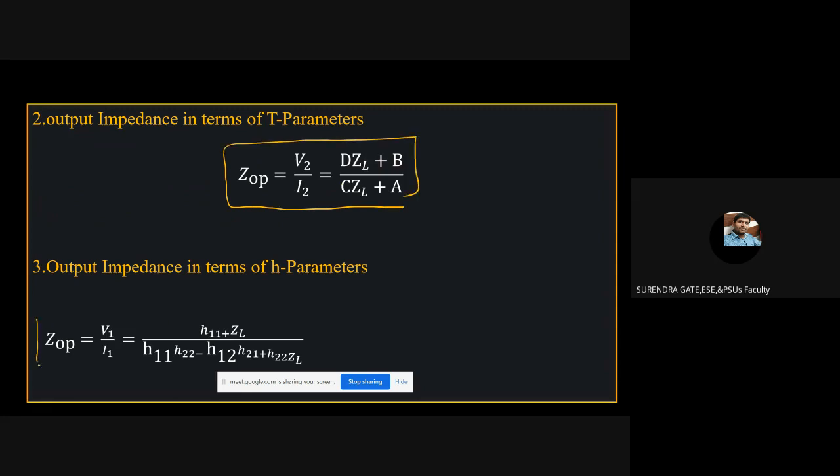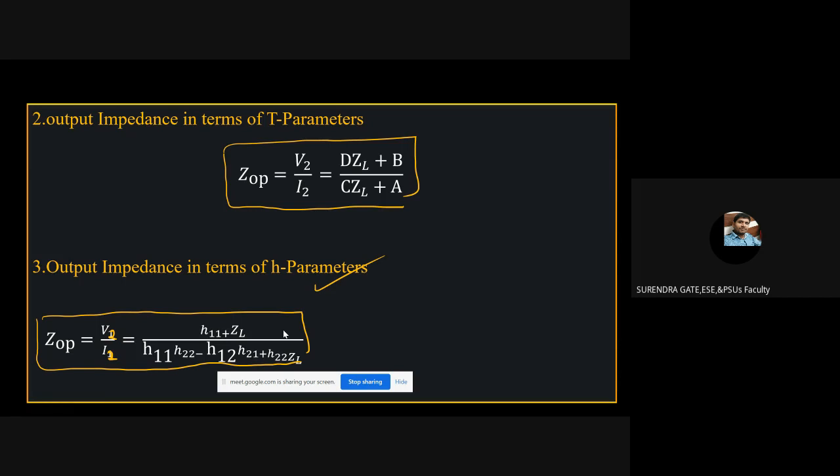Then what is the output impedance in terms of the H parameters? Output impedance in terms of the H parameters. Yes, this is V2 by I2. Okay, H11 plus ZL, over H11 into H22 minus H12 into H21 plus H22 into ZL. This is the output impedance in terms of the H parameters. Okay, this we can define.